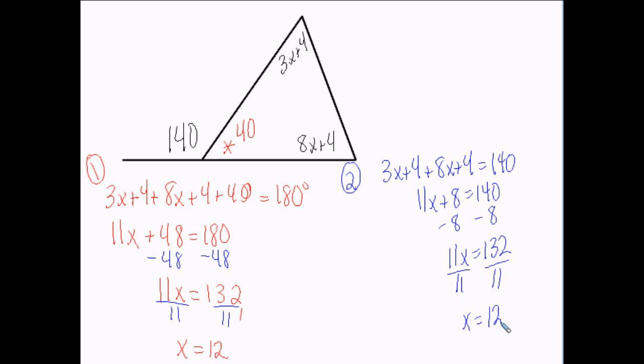Once we know what x is, we can find those two angle measures if we want to. 3x plus 4 would be 3 times 12 plus 4, so that's 36 plus 4, so that's 40. And then 8x plus 4 would be 8 times 12 plus 4. I'm finding the angles. So 8 times 12 is 96 plus 4 is 100. And then to double check yourself, 100 plus 40 plus 40 equals 180, so you know you did it right.